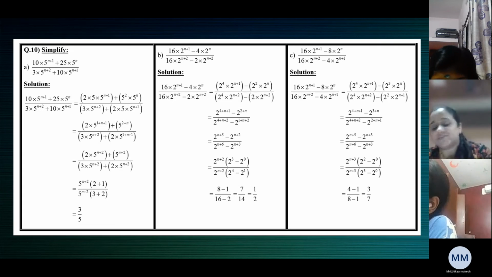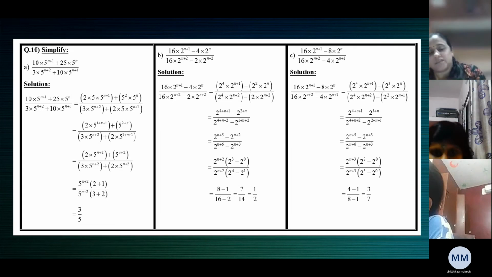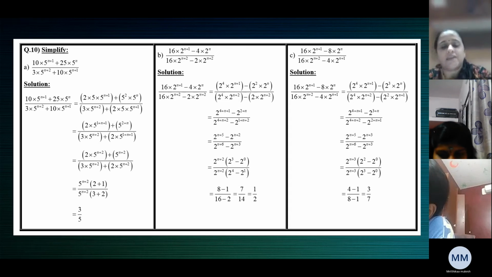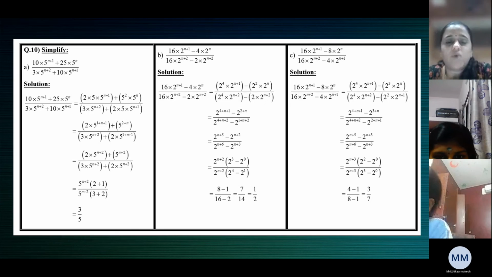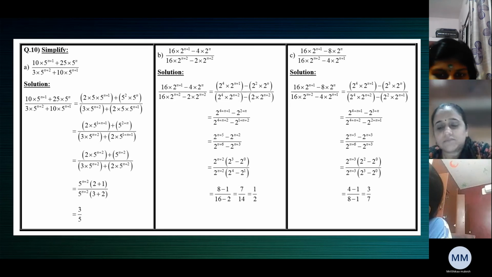2 power n plus 5 minus 2 power n plus 2, ma'am. So we are writing n first. Everywhere we are writing n first, correct? Yes, ma'am. Divided by 2 power n plus 6, ma'am, minus 2 power n plus 3. Very good. And the fourth step is 2 power n plus 2.